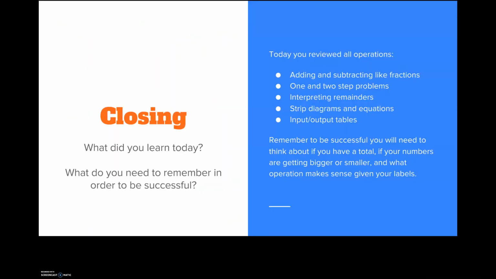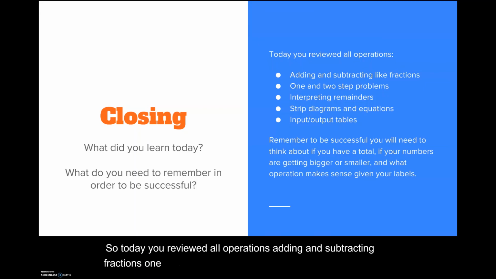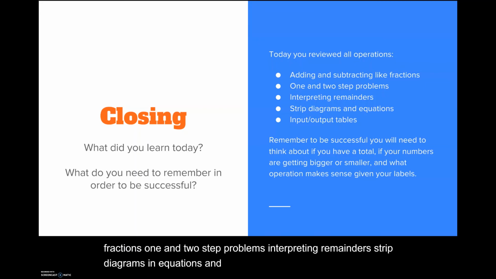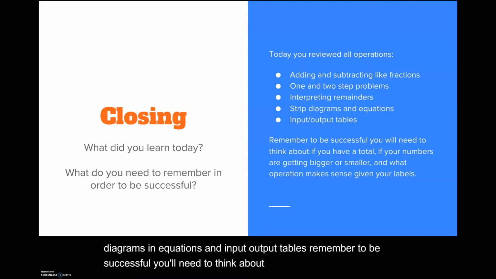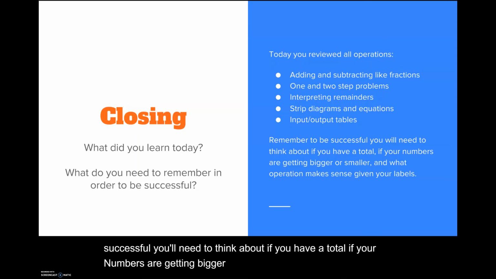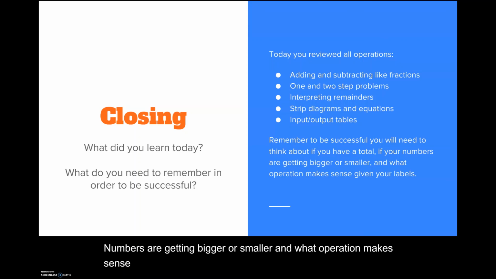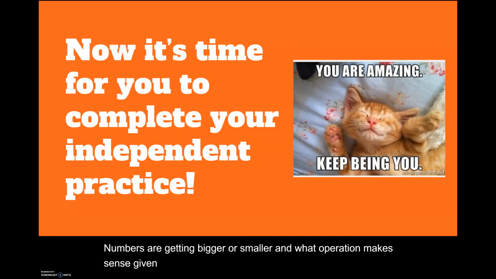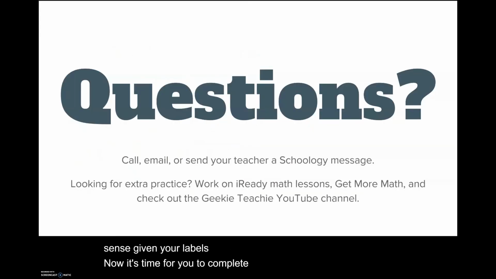So today you reviewed all operations: adding and subtracting like fractions, 1- and 2-step problems, interpreting remainders, strip diagrams and equations, and input-output tables. Remember, to be successful, you'll need to think about if you have a total, if your numbers are getting bigger or smaller, and what operation makes sense given your labels. Now it's time for you to complete your independent practice. If you have questions, make sure you ask your teacher.